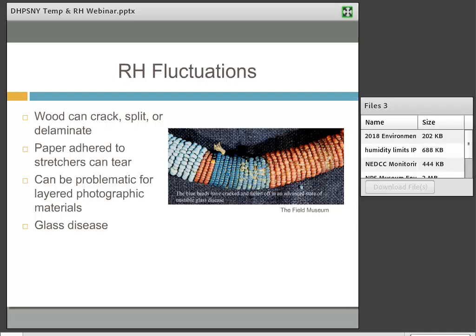So fluctuations in RH can cause wood to crack, split, or delaminate. Paper adhered to stretchers can tear. This can be problematic for photographic material with a layered structure, varnish maps, anything that has a structurally complicated makeup or multiple layers of media can be affected by fluctuations in relative humidity. Things like glass are affected. You can see in this photo that the blue beads have begun to crack and some of them have fallen off. That's an example of glass disease that's been caused by pretty severe fluctuations in relative humidity.